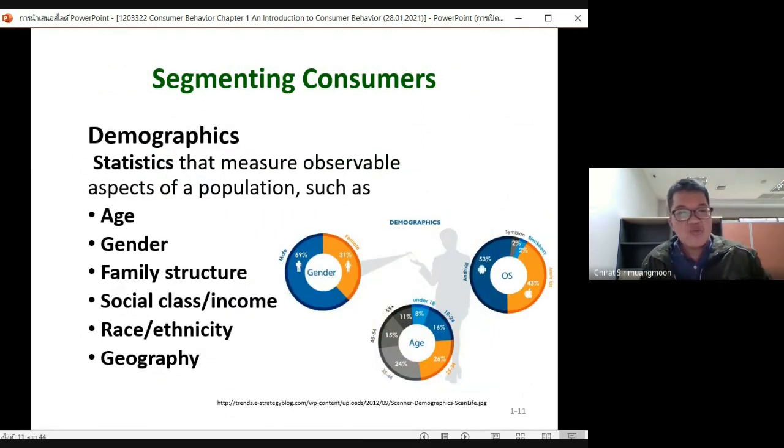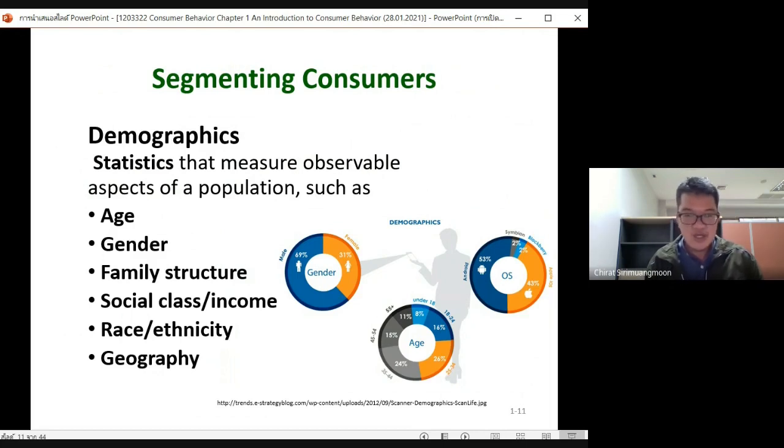The ways we do segmentation can be many. First, you can do it based on demographics. So you can group the people based on age, gender, family structure, social class, income, race, ethnicity, or geography. For example, if you have a product in pink color and you define this as a product for females, then you are doing segmentation based on gender.